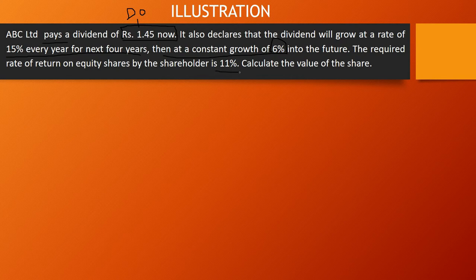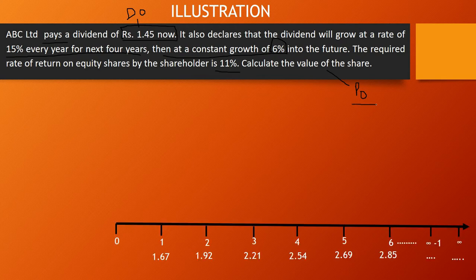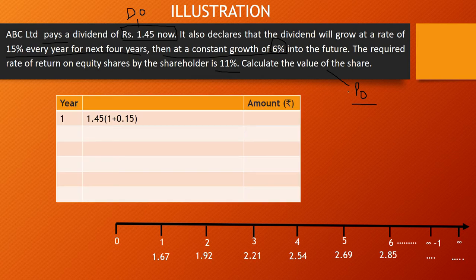Now what we have to do, we have to find the value of the share. That means you have to calculate P0. I have to calculate whatever is the current market price prevailing in the stock market. So I have to calculate P0. Now let's see how we are going to calculate it. First of all, let me calculate the first year dividend. Over here D0 is given, and the dividend is increasing by 15% for the first 4 years.